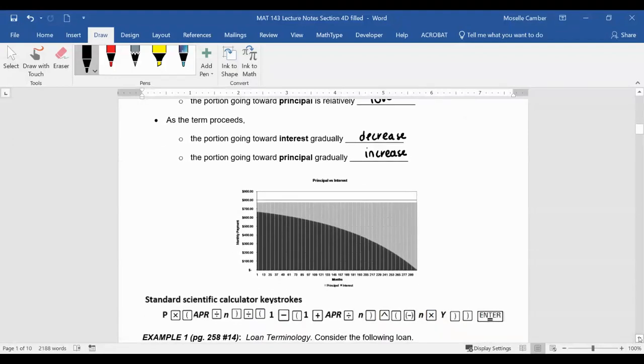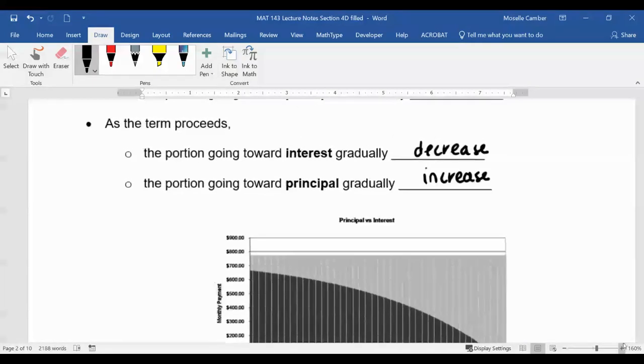So here's a graph. On your paper, it's probably a little bit bigger. Let's see if I zoom in here a little bit.